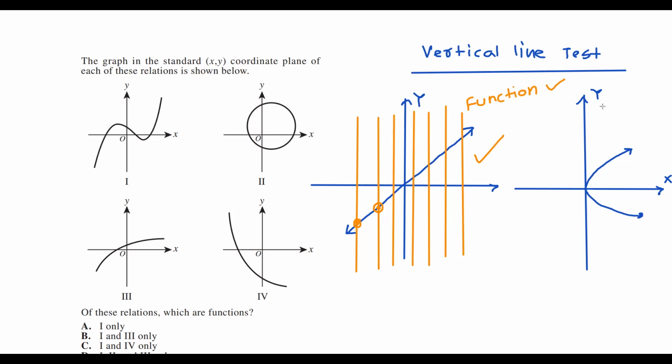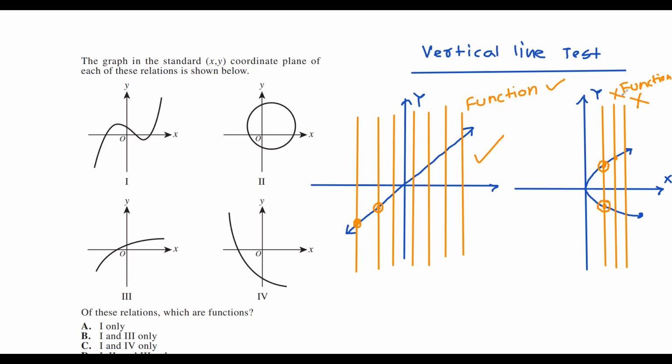But if you draw the vertical line and it intersects the given graph at more than one point, you can see that it's intersecting the given graph at 2 points. So if it intersects more than one point, here it's 2 points, then it's not a function. And if you draw the same vertical line for the rest of the graph, you'll get the same result, right? So that's not a function.